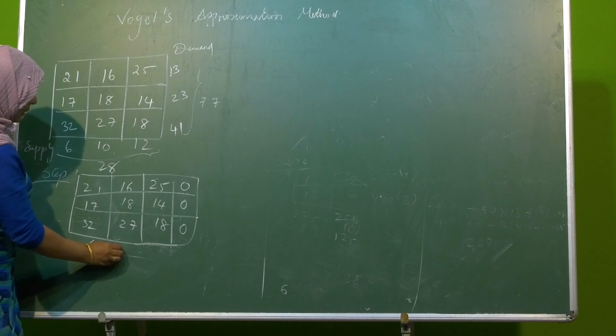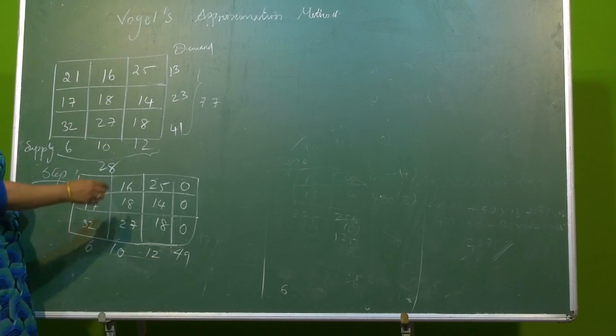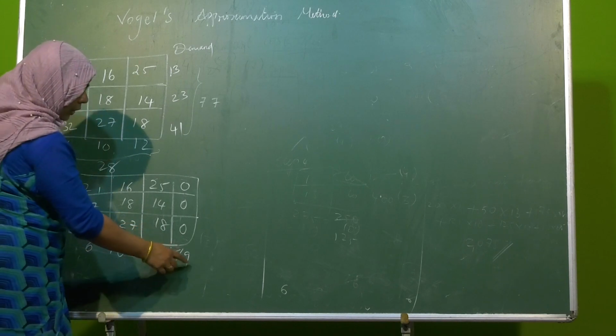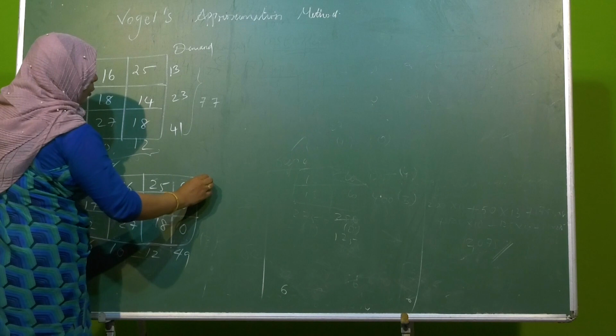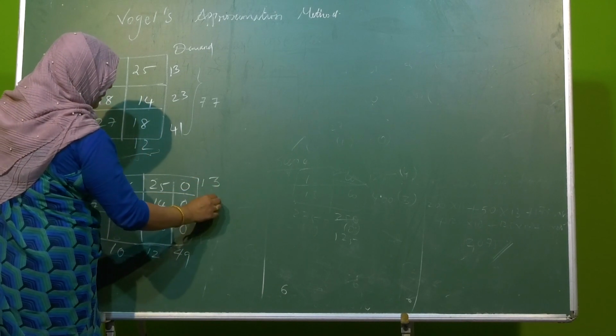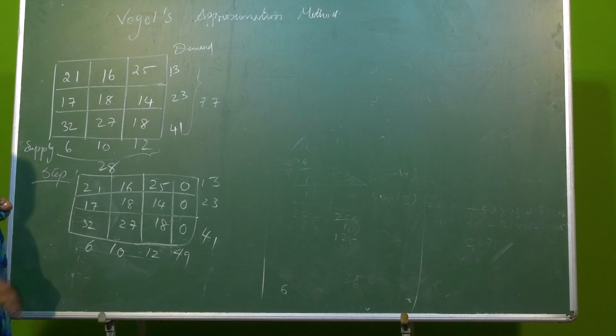So 6, 10, 12 and the 49. So you put in the 49, then only the problem is balanced. Otherwise the problem is unbalanced. So 41. So now the 77 and 77.